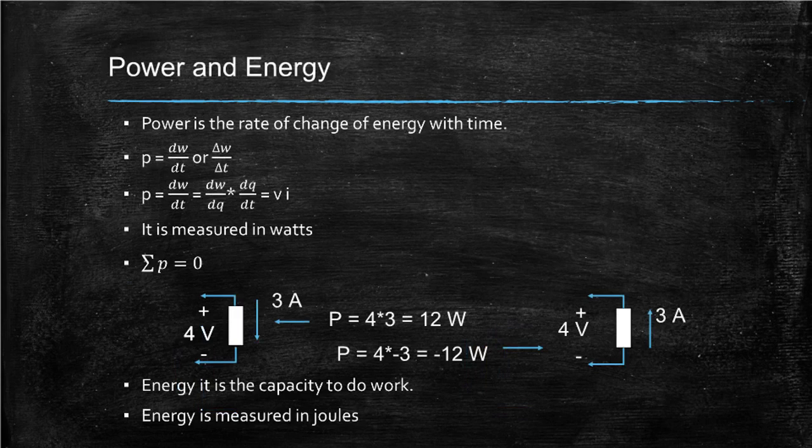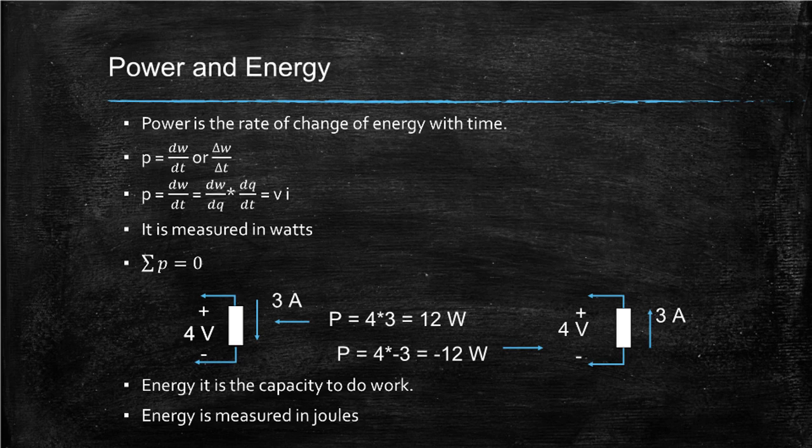As shown in the formula, power is the rate of change of energy with time. If we expand on that, the power equation turns into the product of voltage and current. Power is measured in watts. All power in an electric circuit equates to 0. Meaning that the power absorbed plus the power supplied is equal to 0. Depending on the voltage polarity and the current direction, power can either be positive or negative.